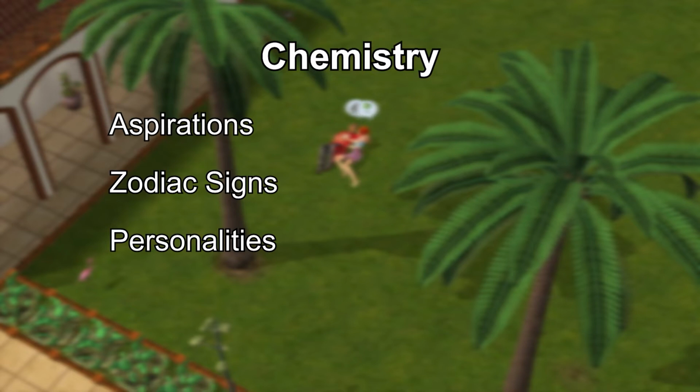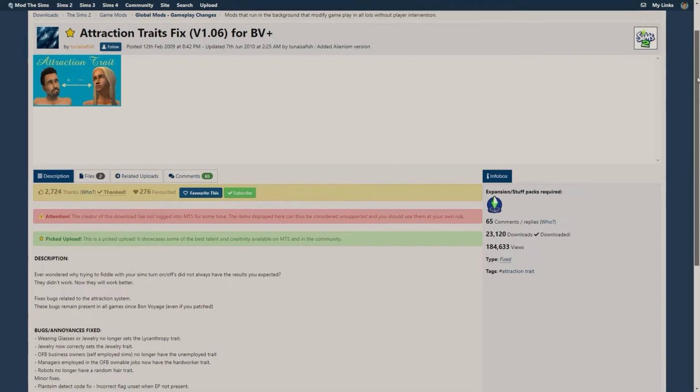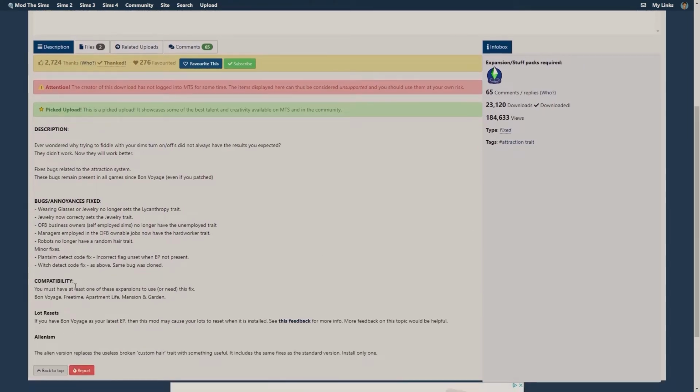By the way, the turn-ons and turn-offs in the vanilla game are kind of broken if you have certain expansions installed. There's a mod on MTS that fixes that, made by Tuna is a Fish. I put the link in the description. It's only relevant if you don't use custom replacements, of course.